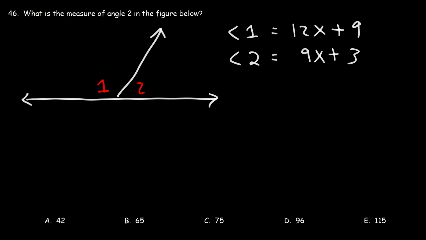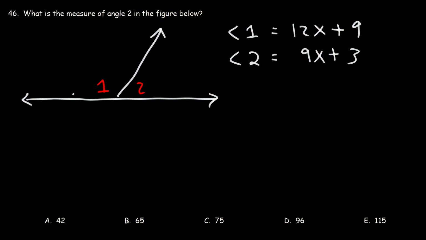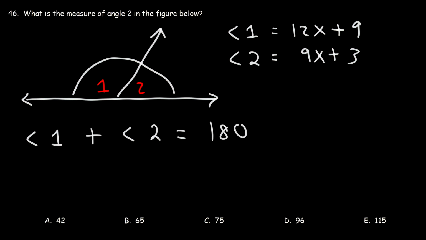46. What is the measure of angle 2 in the figure below? And we're given the values of angles 1 and 2, but in terms of x. Now looking at the picture, we can see that these two angles form a linear pair. They add up to 180. They are supplementary angles. So we can write angle 1 plus angle 2 is equal to 180. Now, let's replace angle 1 with 12x plus 9. And let's replace angle 2 with 9x plus 3.